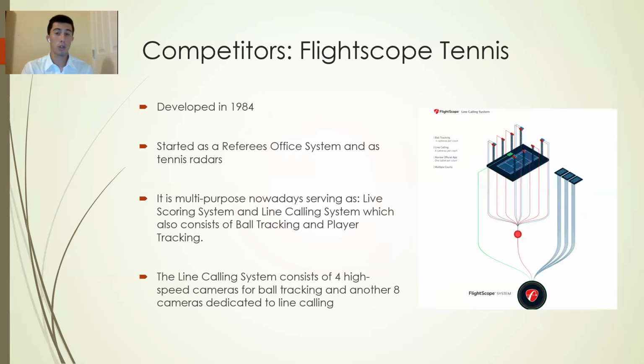Another big competitor for Hawkeye technology is FlightScope tennis. It was developed in 1984 and it started as a referee's office system and as tennis radars. So in the beginning, FlightScope was only used to track the speed of the balls and to track the points of the game, giving the referee point by point tracking of the game. And now it's starting to be multi-purpose. It serves as a live scoring system and a line calling system, which also consists of ball tracking and player tracking.